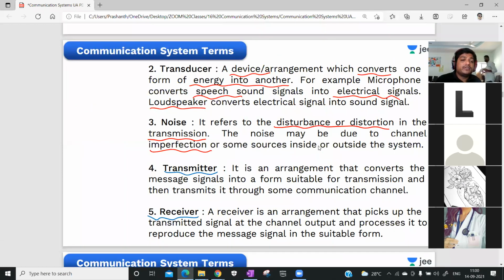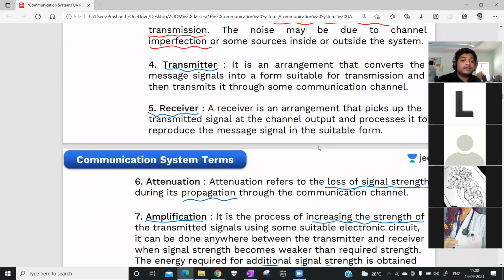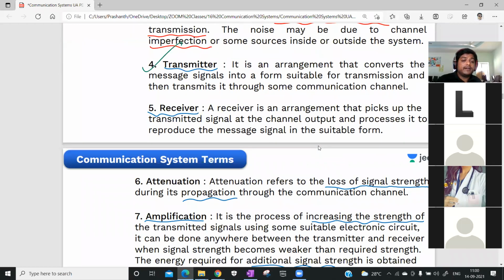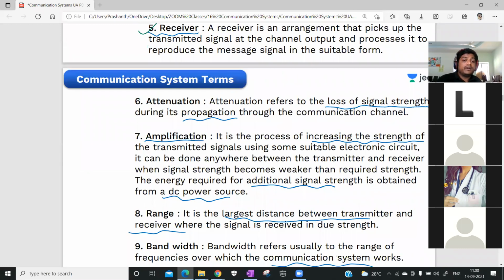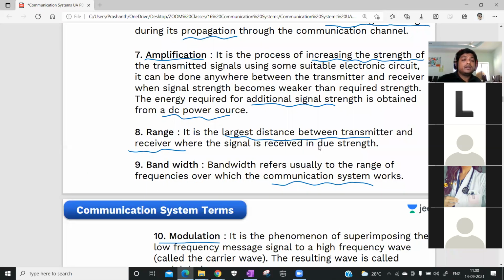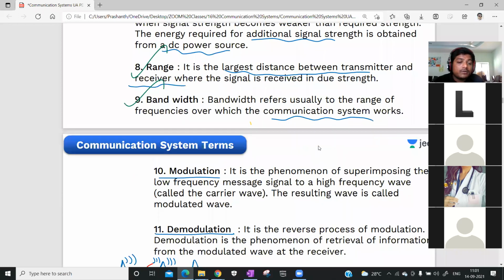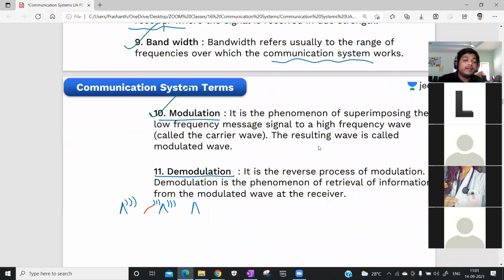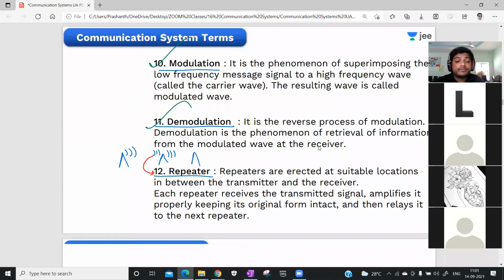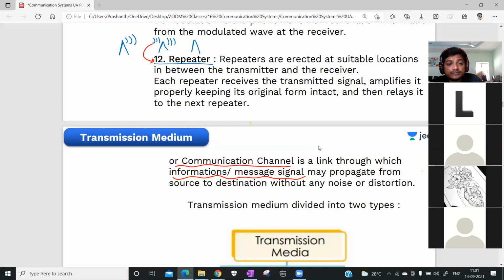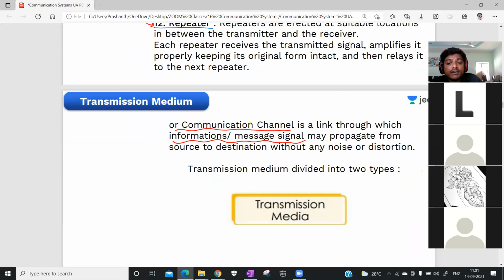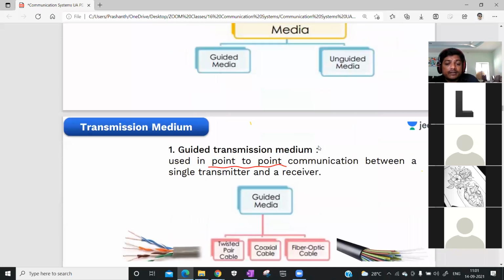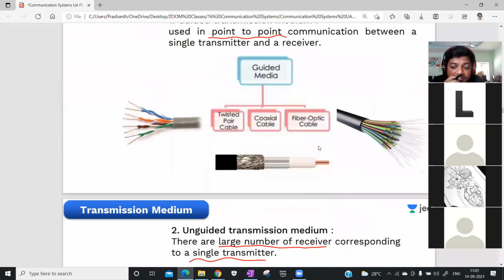Next, these are the things: what is a transducer, noise, what is a transmitter, what is a receiver, what is attenuation, amplification, range, modulation, bandwidth, demodulation. This is a small introduction about your communication systems.